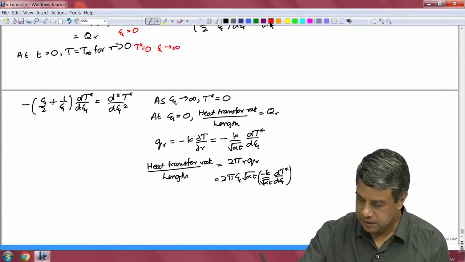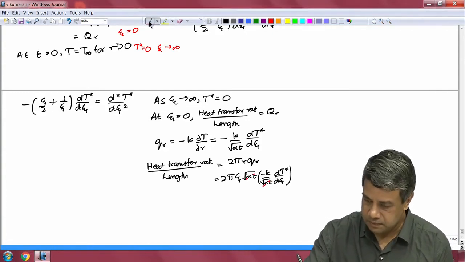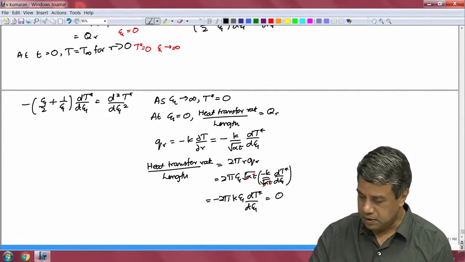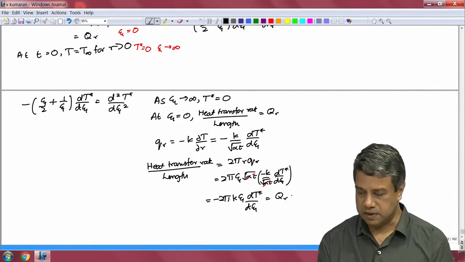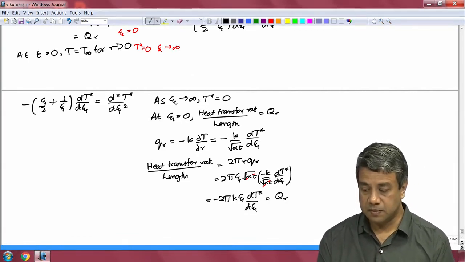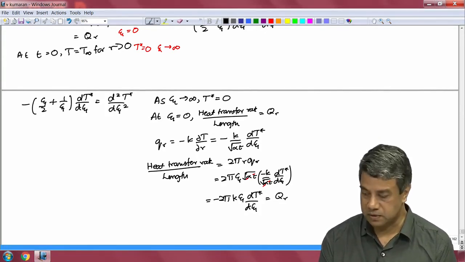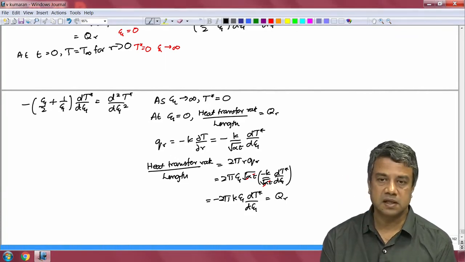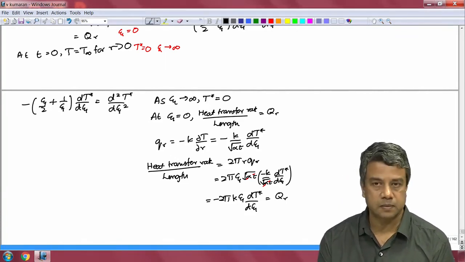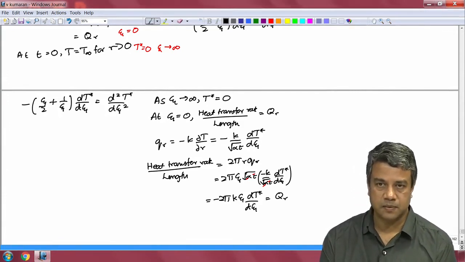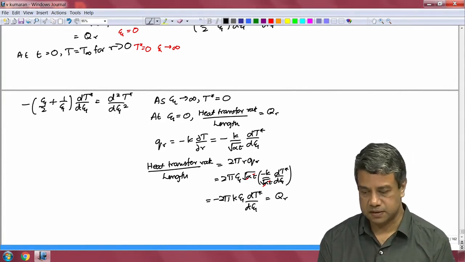And the square root of alpha t will cancel out, and I will get minus 2 pi k psi dT by d psi. This has to be equal to the heat transfer rate per unit length. In the limit as psi goes to 0, as you go towards the wire, this psi times dT by d psi has to be a finite number, and that has to be equal to the heat transfer per unit length perpendicular to the wire per unit time.